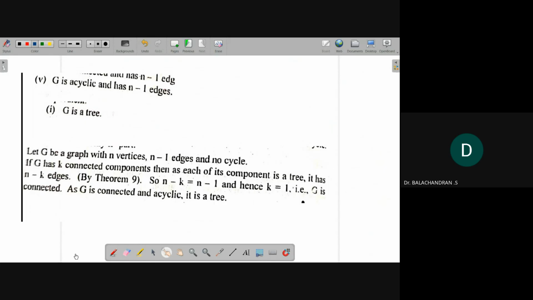So G is acyclic and has n minus 1 edges. This is the assumption. You need to prove G is a tree. To prove G is a tree, you need to prove two things: connectedness and no cycle. The assumption itself says it is acyclic, and hence no cycle is automatically true. The only thing I need to prove is connected.